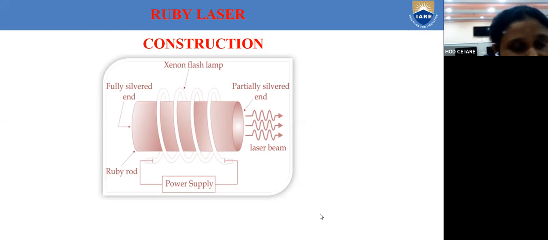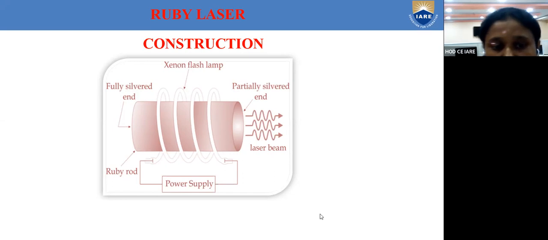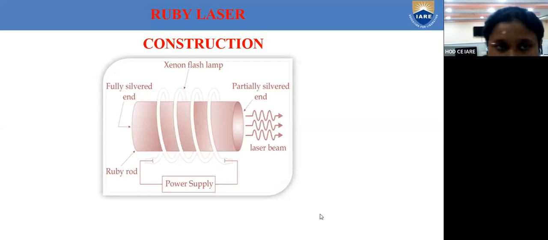First one is ruby laser and the second one is helium neon laser. So first is our ruby laser. I want all of you to copy this construction figure in your notes. I hope you all are copying. Draw this construction of ruby laser, then I'll explain it, and then we'll see how it works based on the energy level diagram.